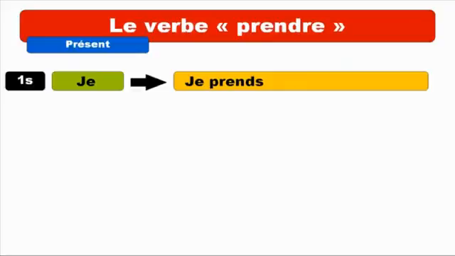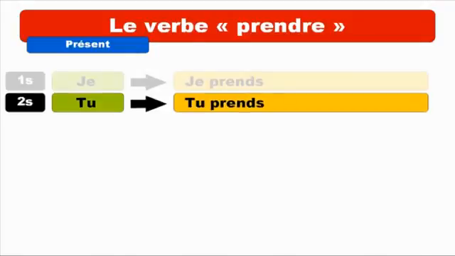The first person of the singular, je, it's je prends. You can see that we've got S at the end and D as well, but we don't pronounce them. So the only thing we pronounce for this form is P-R-E-N, and it's the sound prend. Okay, repeat.